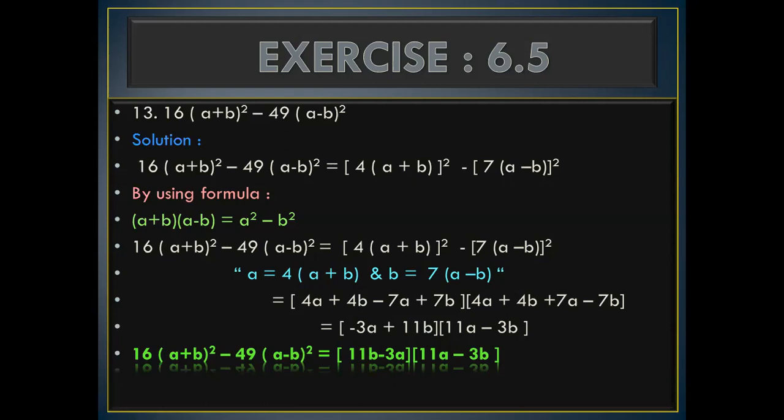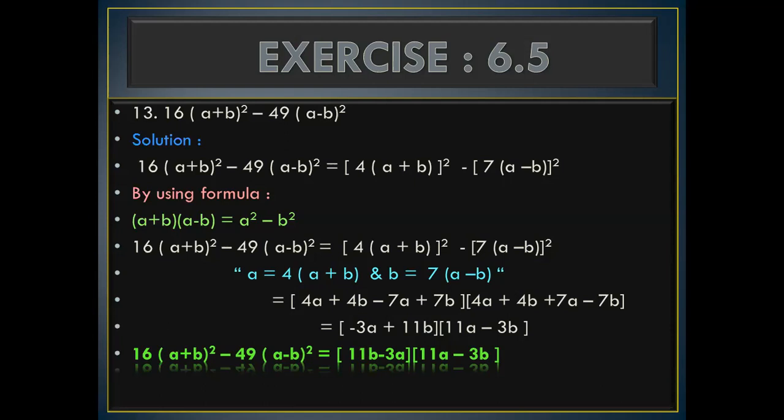Now come to the second bracket, 4a plus 4b, a plus b. This is a plus b, so that's why no change in the sign of a minus b, 7a minus 7b. The sign of b is negative, but in the first bracket, the sign of b is changed and it becomes plus 7b because we put there a negative sign.